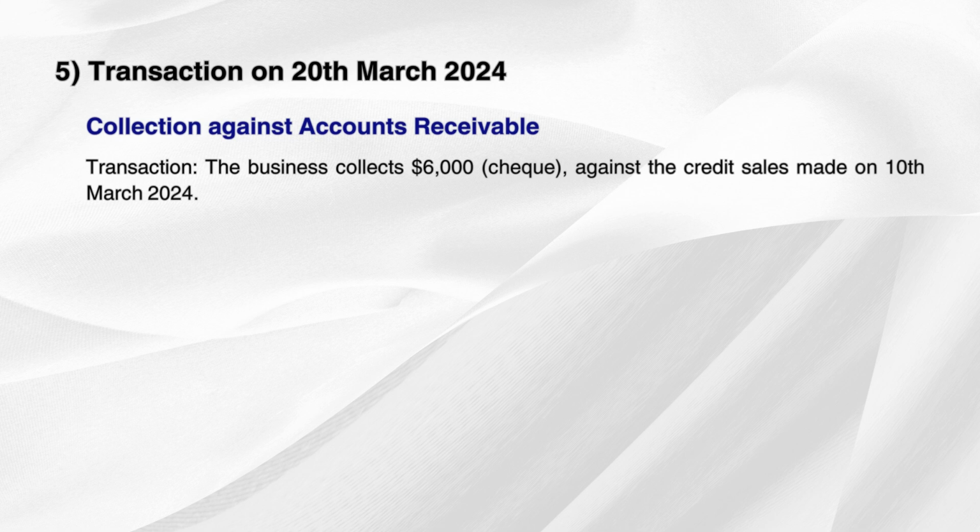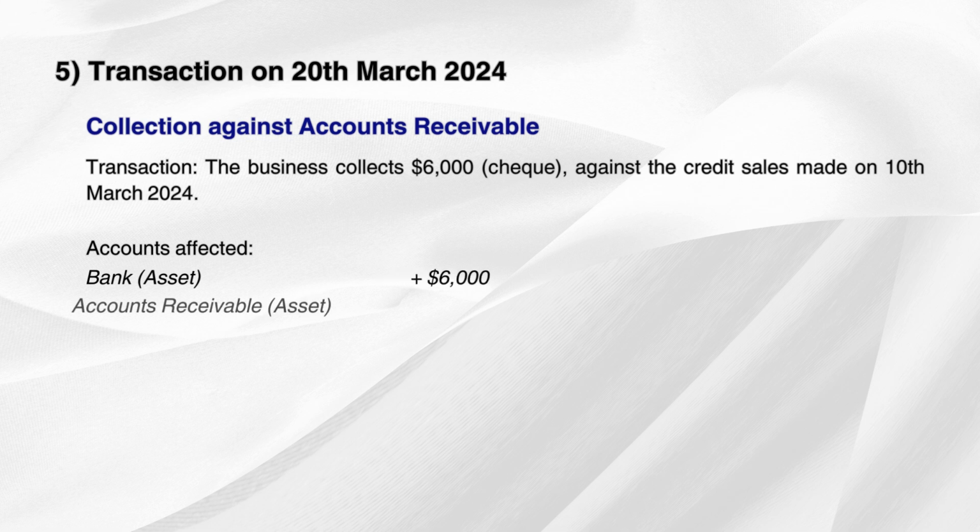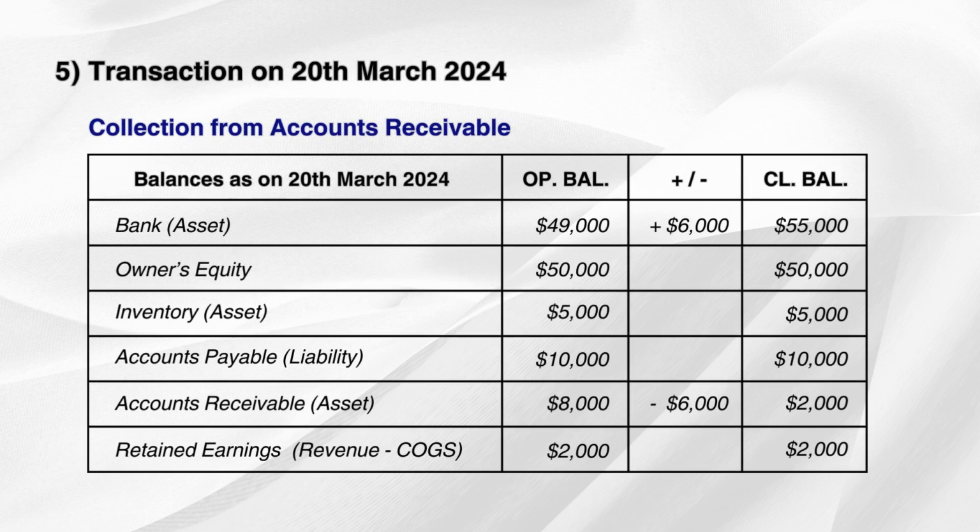Next, on 20th March 2024, the business collects $6,000 by check against the credit sales made on 10th March 2024. As there is a check deposited into the bank, balance will increase by $6,000. As the payment is made by the customer, accounts receivable balance will reduce by $6,000. So, after considering these changes, the account balances will change on 20th March 2024, which is given in this chart. So, we have shown the increase in the bank balance and we have also shown the decrease in the accounts receivable balance. Hope this is clear.